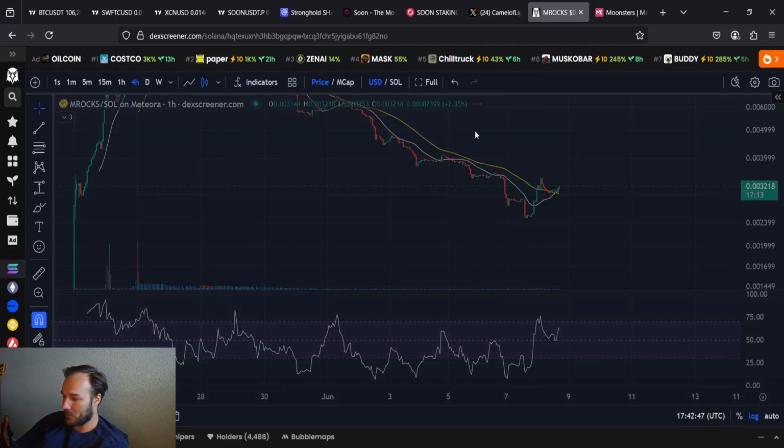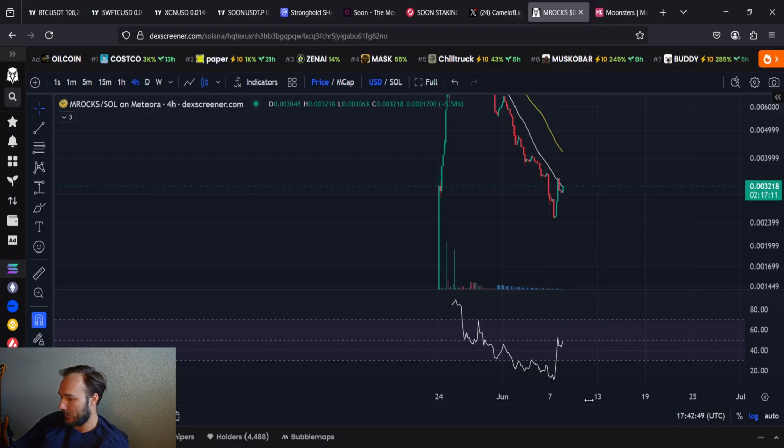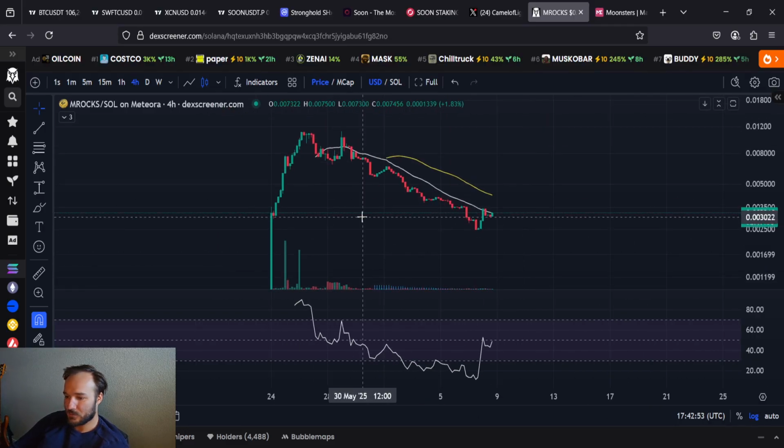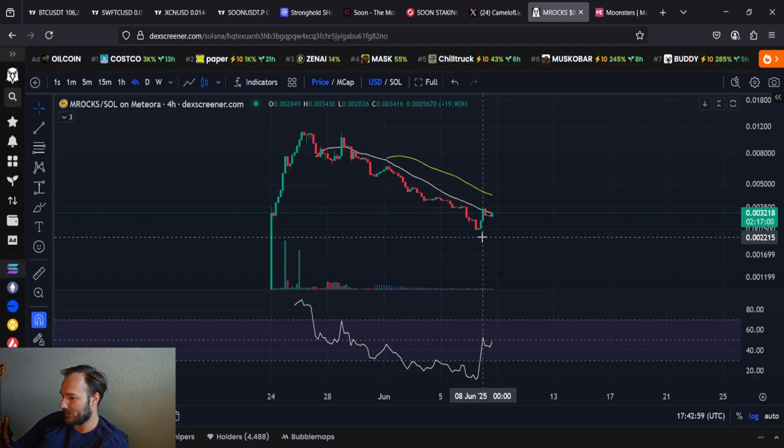So keep on moving up, MROCKS, or Mr. Ox, as I'm going to call it. I'm just going to call it Mr. Ox. We'll see if it catches on. No, it's Moon Rocks. It is MROCKS, Moon Rocks, or Mr. Ox, whatever. I like Mr. Ox.